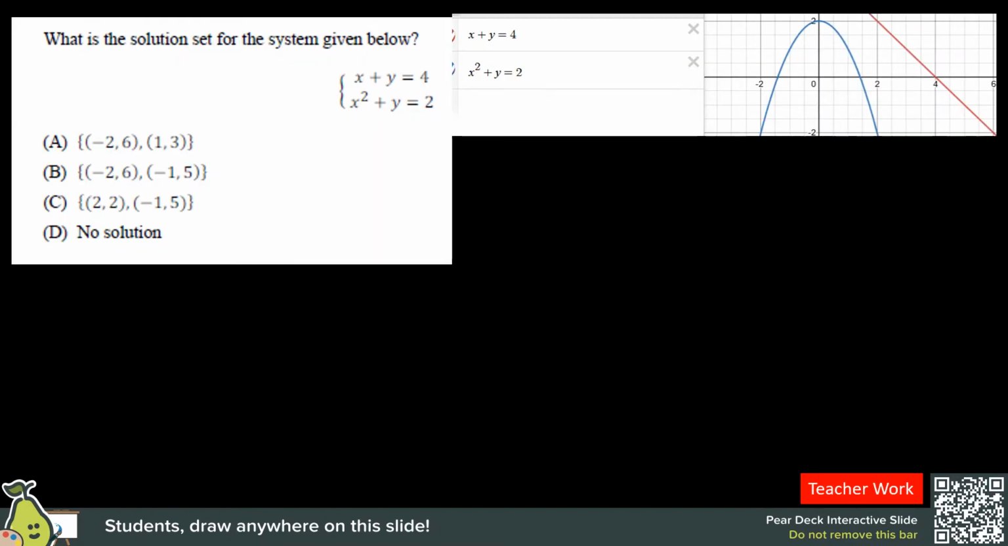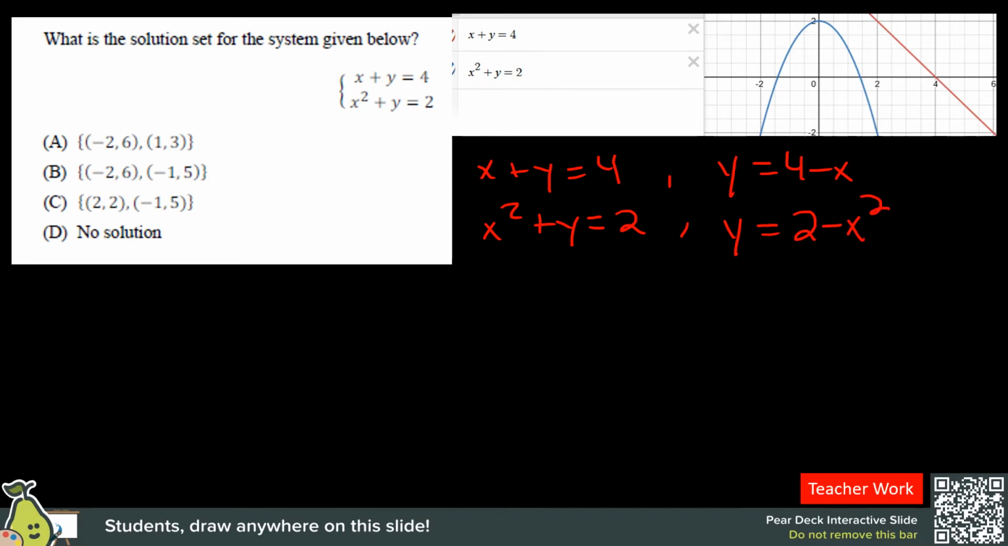So what is the solution set for the system given below? For the system given below, what we're going to have here is a system of equations: x plus y equals 4 and x squared plus y equals 2. So we could do this by hand. We could do this using substitution. And what we could do is set both of these equations equal to y. So we'd have y equals 4 minus x and y equals 2 minus x squared. And then we could set these two equations equal to each other: 4 minus x equals 2 minus x squared.